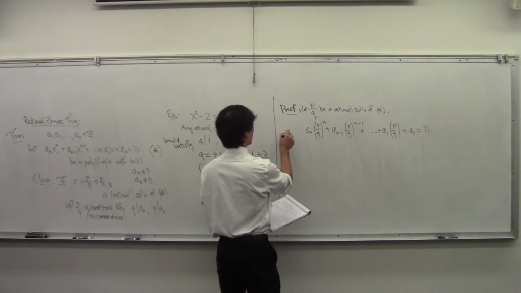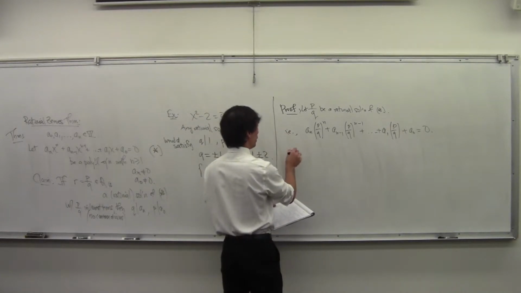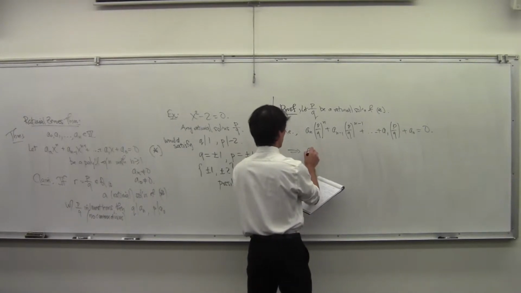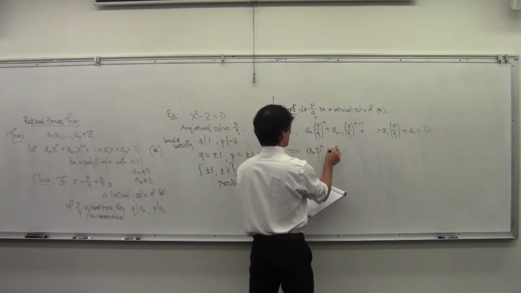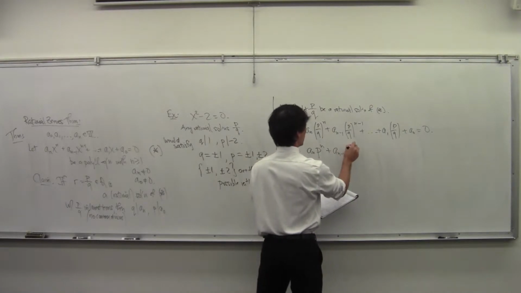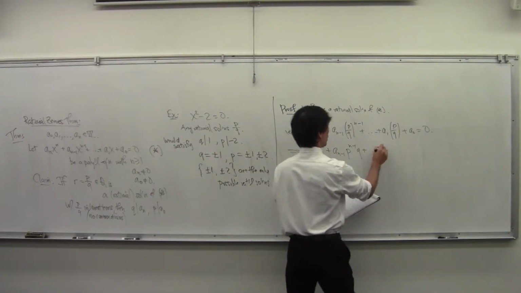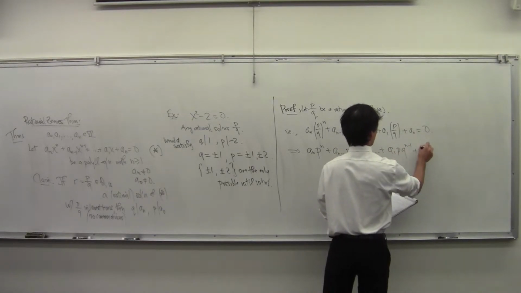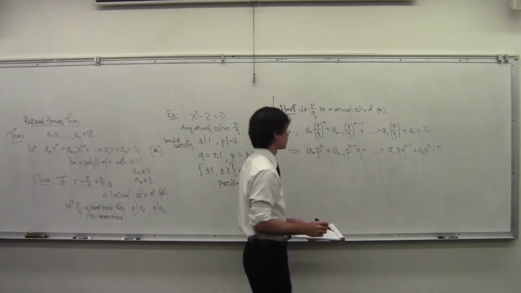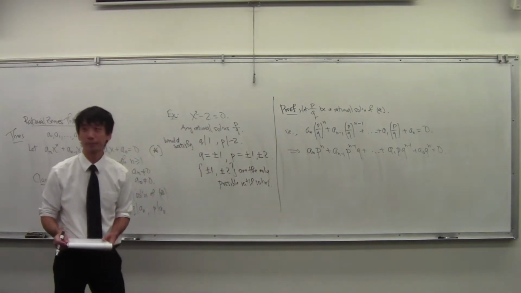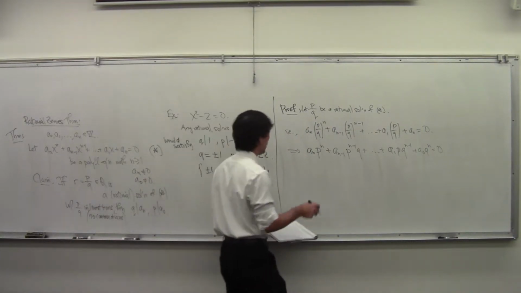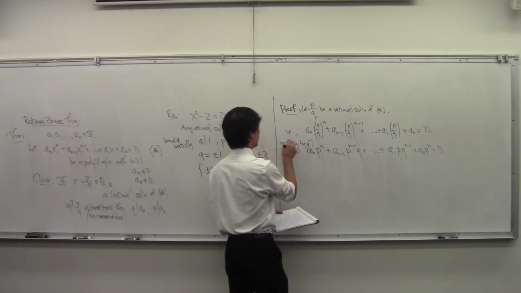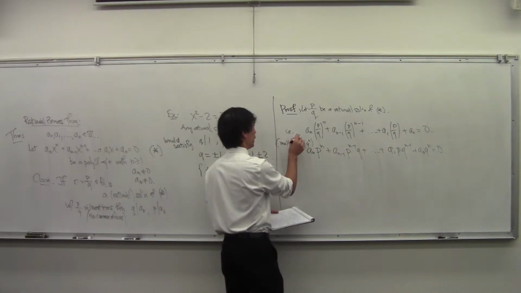Okay. Then multiply the whole thing through by Q to the n. So you get A n P to the n plus A n minus 1 P to the n minus 1 Q plus dot dot dot plus A1 P Q to the n minus 1 plus A naught Q to the n equals 0. Okay, so just multiply through by Q to the n.